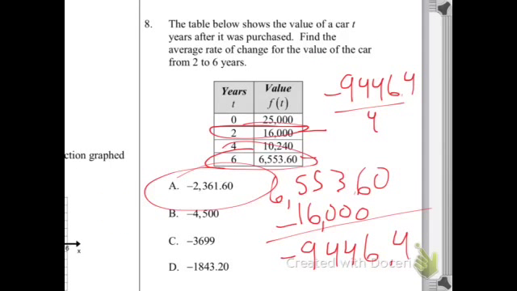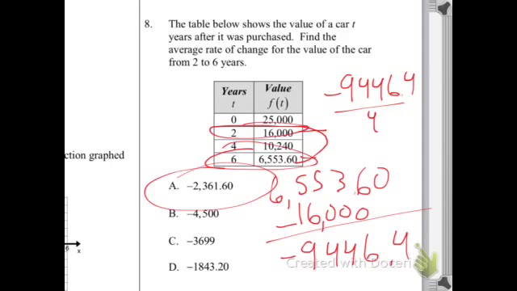Alright, moving on to 8. You're supposed to find the average rate of change from 2 to 6 years. Well, to figure out average rate of change, you gotta take your two row values here. These are points, if you were to graph them. And you have to get the change in the function value from 16,000 to $6,553.60. And you take that number and you put it over the change from 2 to 6, which is 4.